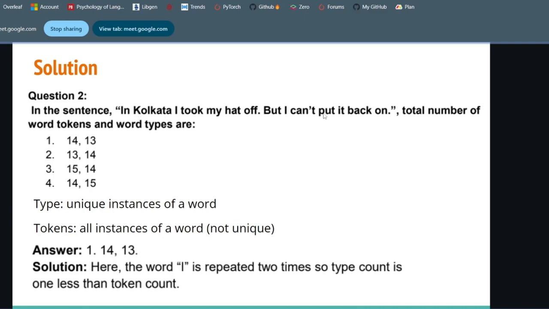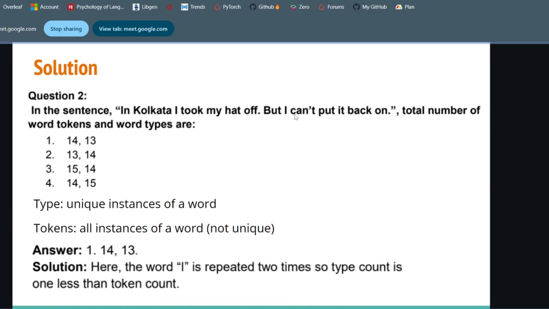Here, if we see this sentence, "In Kolkata I took my hat off but I can't put it back on," I'm counting the number of unique words. This is: in is 1, 2, 3, 4, 5, 6, 7, 8, then I is repeated, so I'm not counting that, 9, 10, 11, 12, 13. So a total of 13 unique words, and that accounts for the number of types.